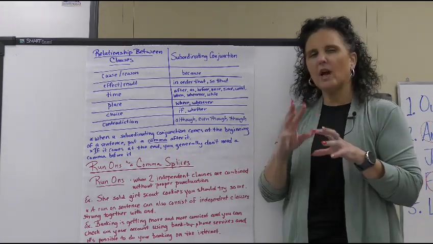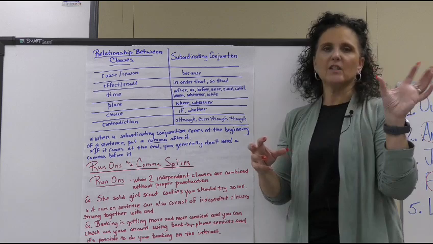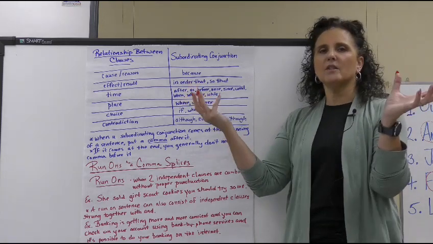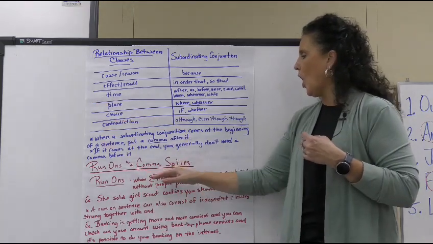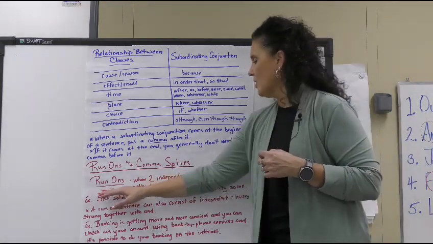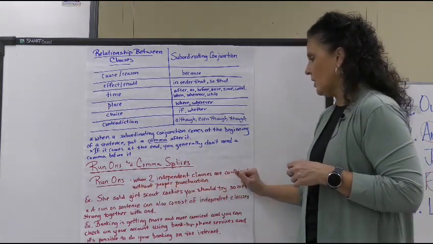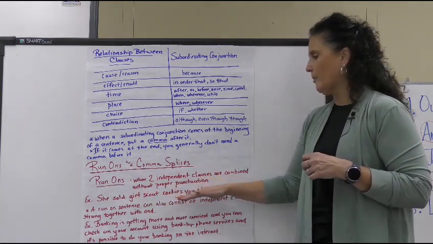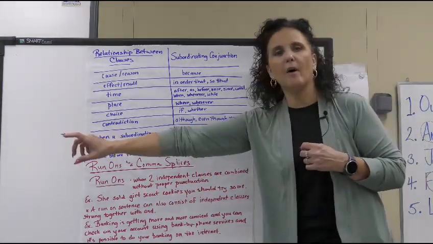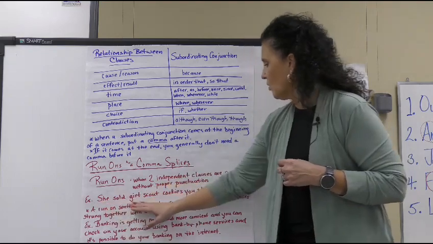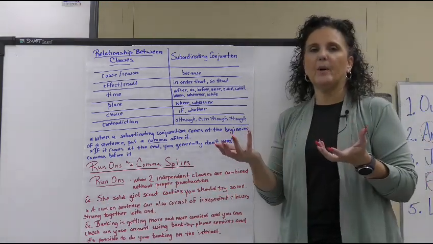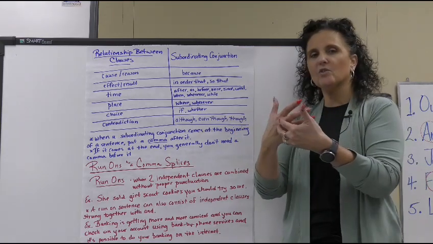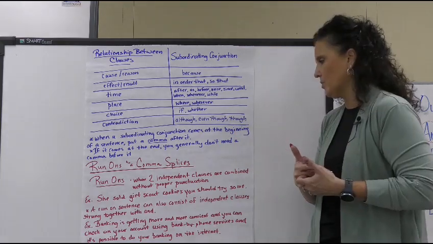Another kind of problem that people have in writing, besides fragments, is at the other end of the spectrum. It's called a run-on sentence. We have too many words, right? Or comma splices. Run-ons are when two independent clauses are combined without proper punctuation. We just run them all together. She sold Girl Scout cookies, you should try some. We don't even have any punctuation in that sentence. We're running two sentences together without proper punctuation.